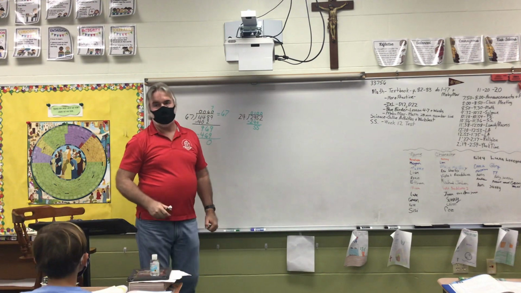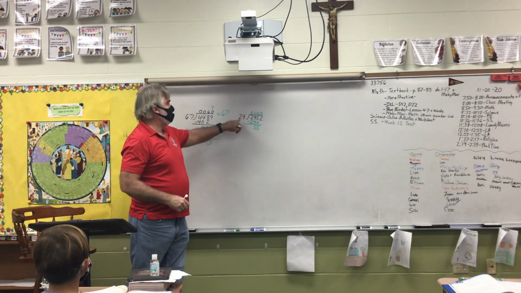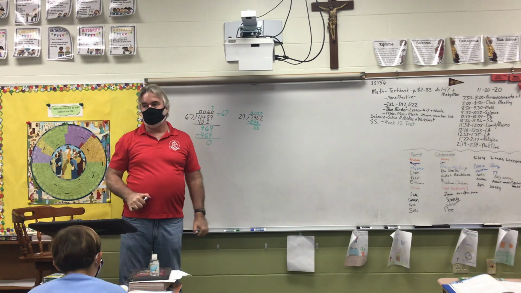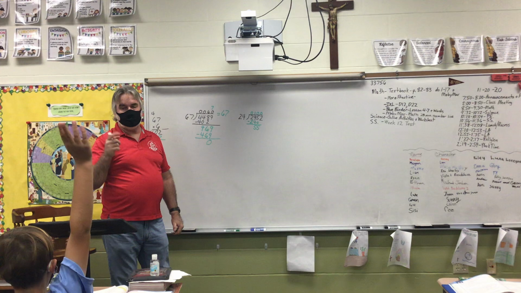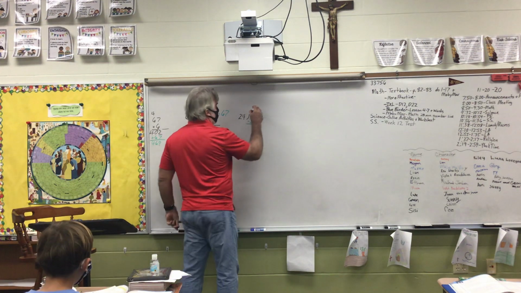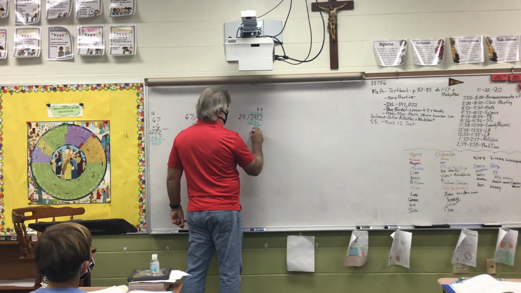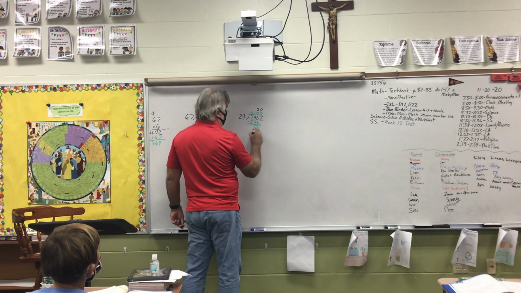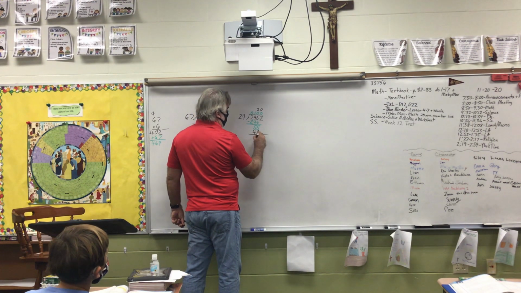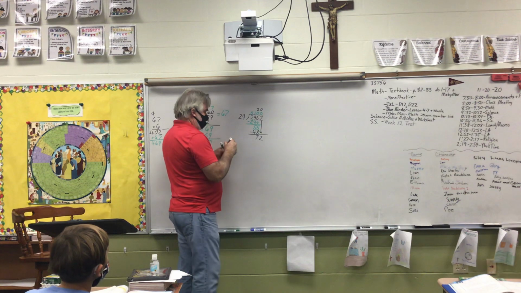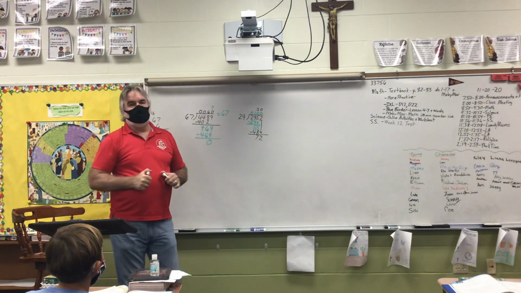Now, my question now is 24 into 55. Christian, 2 times. So that would be 48. And it gives me 7. Bring down the 2. 72.